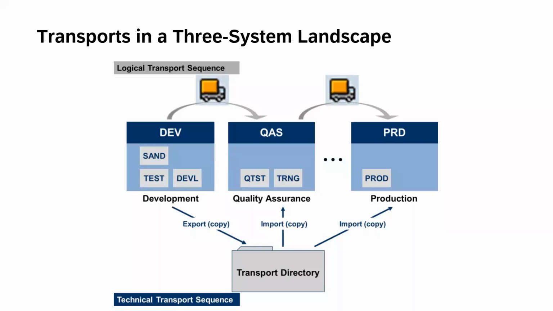And in your next system, when you're going to import those changes in your next quality system, it will read from that common transport directory, and it will import. It will check these two files, the core file and the data file. If everything's okay, it will import those changes into the system.